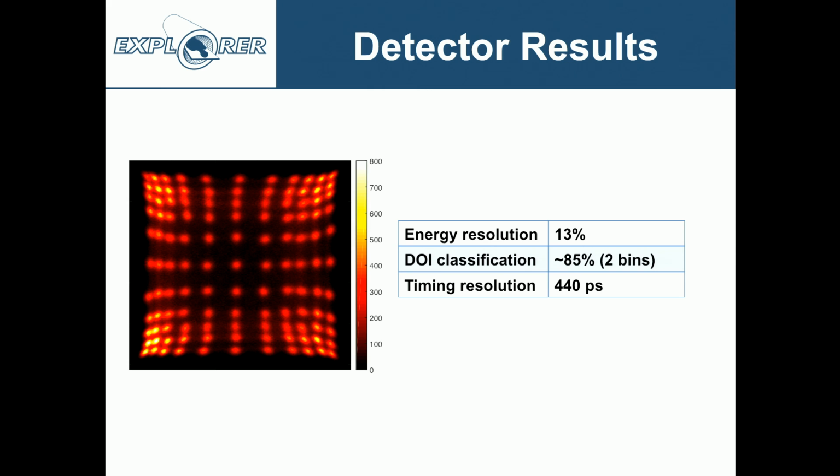We get good energy resolution, about 13%. That's pretty competitive. Decent timing for a photomultiplier tube-based detector. This is pretty good, 440 picoseconds. And we've got pretty good depth classification. If we're trying to classify into 2 bins, top bin, bottom bin, we correctly classify 85% of the events. So these are our first steps towards a detector that incorporates both the depth information and the timing.